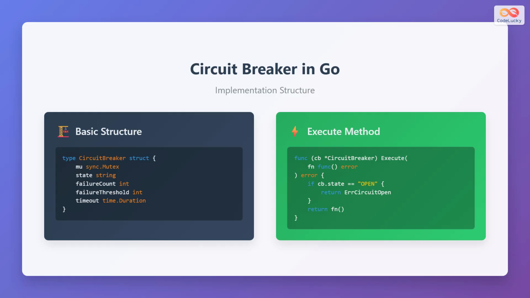The execute method is the core functionality that wraps the protected operation. Before executing the provided function, it checks if the circuit is in the open state. If the circuit is open, it immediately returns an error indicating the circuit is open. If the circuit is closed or half-open, it executes the function and handles the result accordingly.